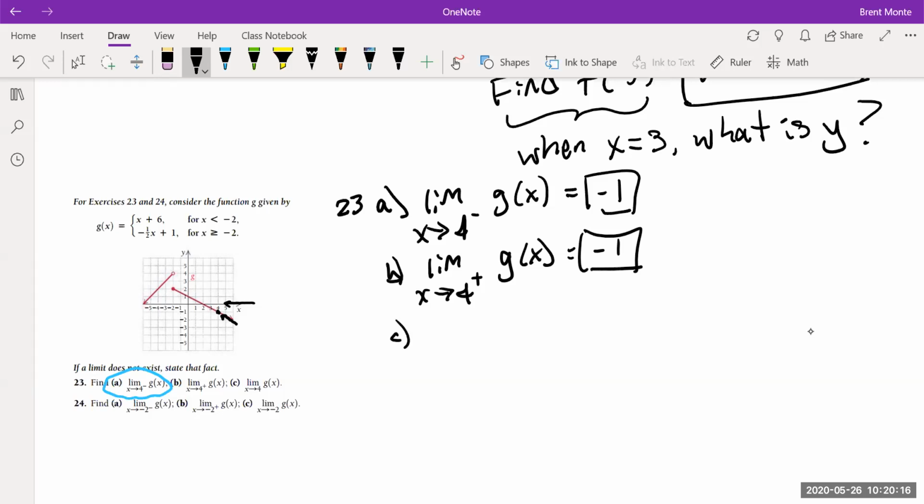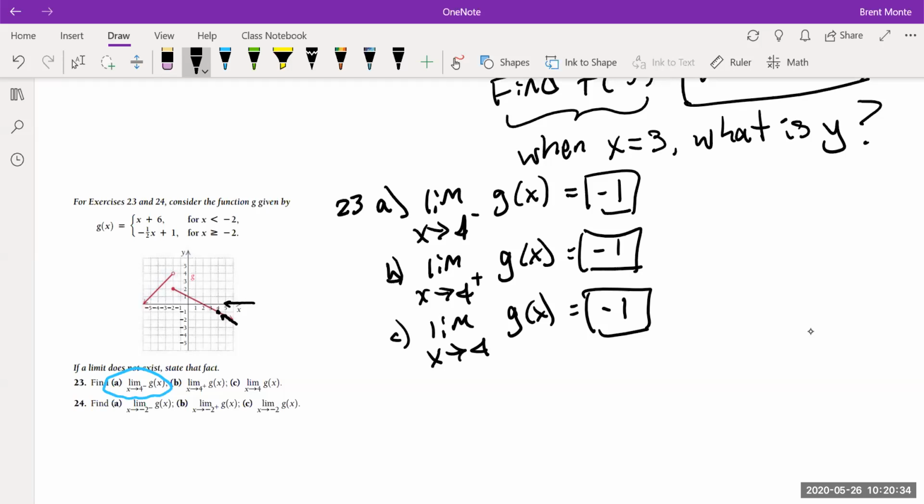And then C just says, what is the limit as x approaches 4 of g of x? Well, since those are equal, that's what our value is. If those weren't equal or one of them did not exist, we'd have to say the limit does not exist. Okay, so that was problem 23.